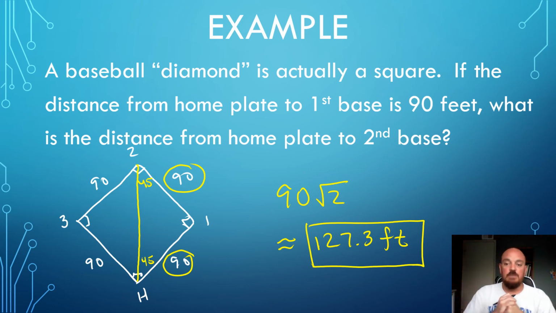So on a baseball field, like if the catcher is throwing to second base to try and catch somebody who's stealing or something, the distance is 127.3 feet for that throw. And that's just an example of an application, a real life example of using a 45, 45, 90 triangle to figure out a distance.